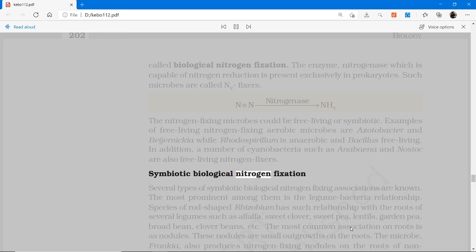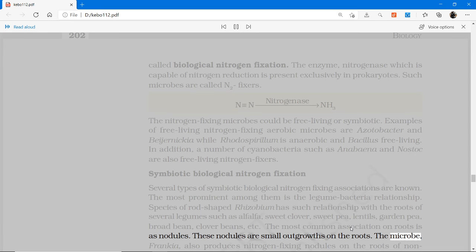Symbiotic biological nitrogen fixation. Several types of symbiotic biological nitrogen fixing associations are known. The most prominent among them is the legume-bacteria relationship. Species of rod-shaped Rhizobium has such relationship with the roots of several legumes such as alfalfa, sweet clover, sweet pea, lentils, garden pea, broad bean, clover beans, etc. The most common association on roots is as nodules. These nodules are small outgrowths on the roots.